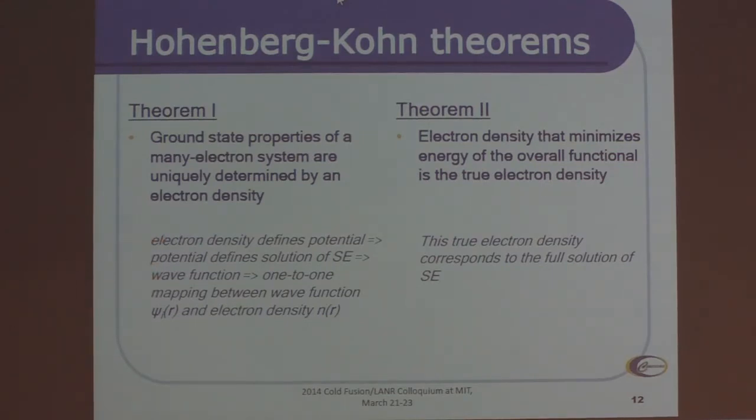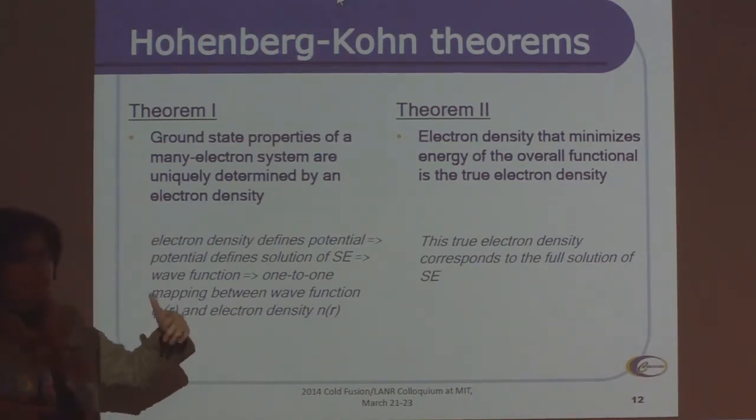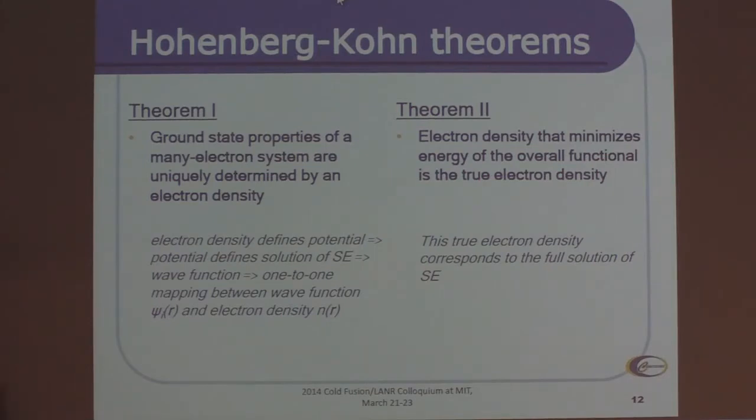How do we make this step? How do we make this conclusion? The thing is, the electron density defines the potential. Potential defines the solution of the Schrödinger equation. And the solution of the Schrödinger equation is a wave function, which means there is a one-to-one mapping between wave function and electron density. So, sure enough, we can do this. But now we're solving not for the wave function, but for the electron density.